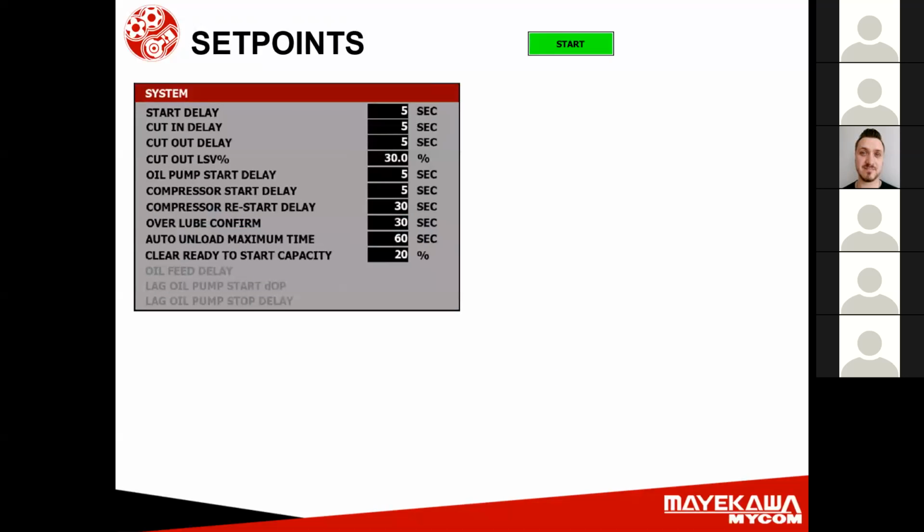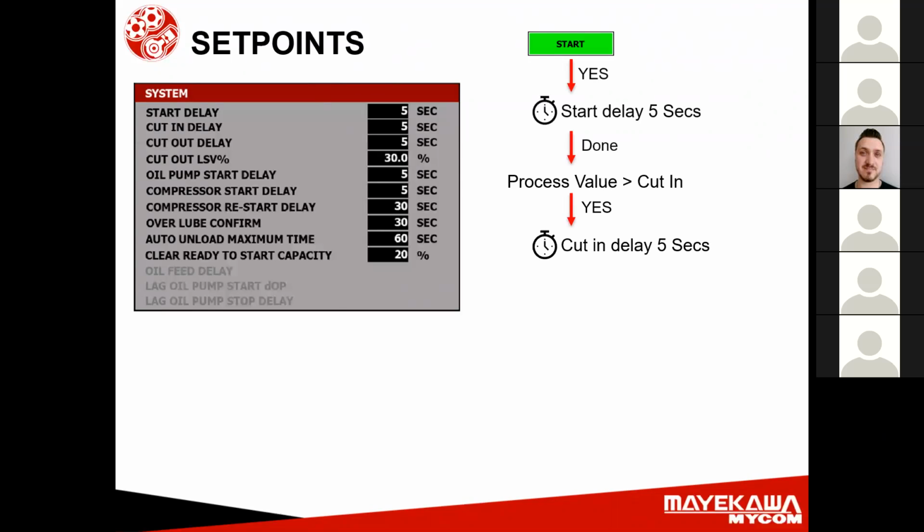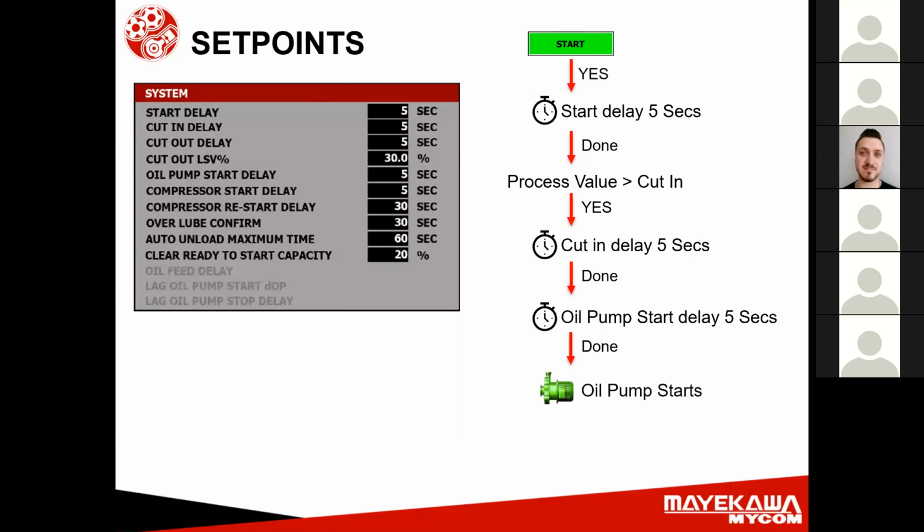First, we need a start command, either a local start button, remote start, or communication start. This will activate the start delay timer. Once this is complete, the panel checks to verify the process value is greater than the cut-in value. If this is true, the cut-in delay timer times, and once complete, the oil pump delay timer is activated. Once this timer has completed, the oil pump will start.